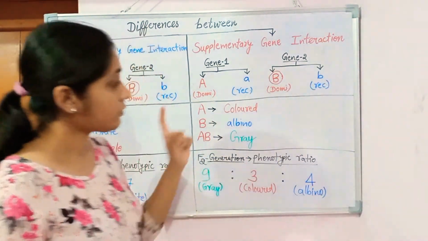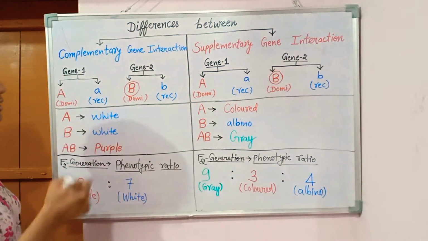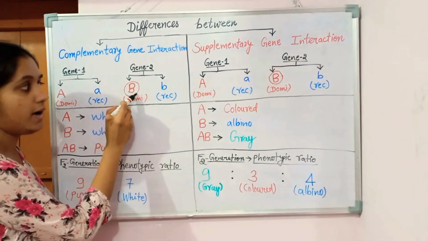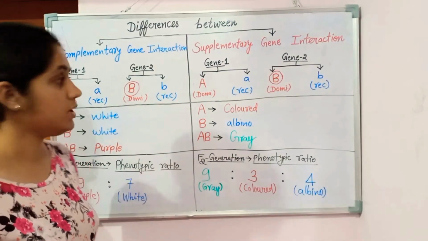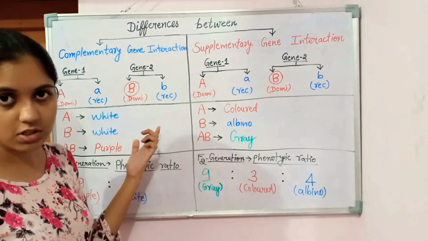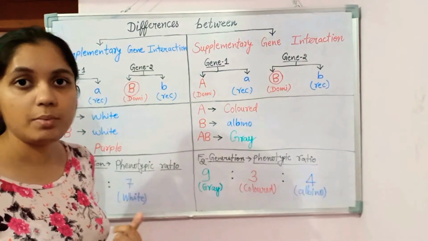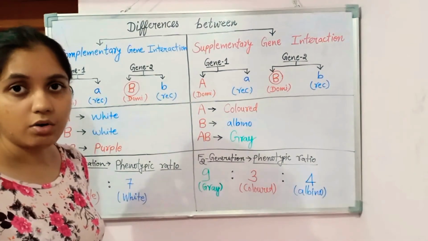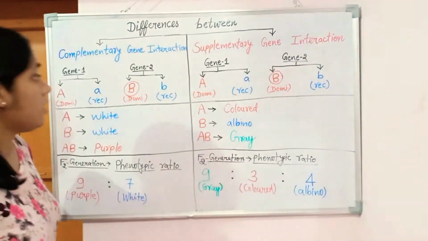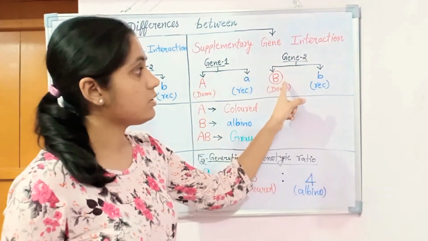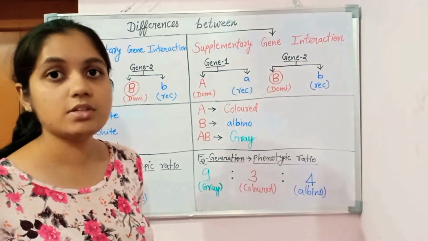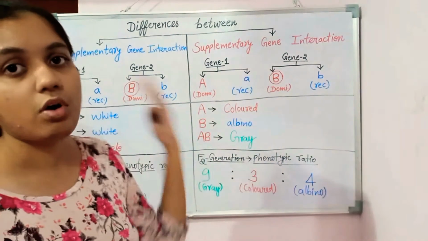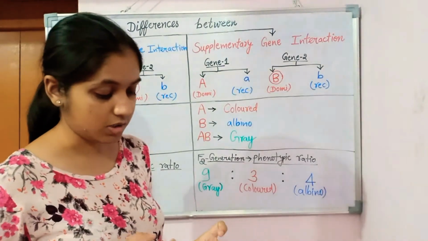These are the same. The difference is that here this capital B, the dominant allele of gene 2, acts as the complementary dominant allele, meaning this gene is known as the complementary gene and the interaction is known as the complementary gene interaction. And here this capital B acts as the supplementary allele, meaning the supplementary gene interaction we are studying. So what is the difference between the complementary and supplementary genes?